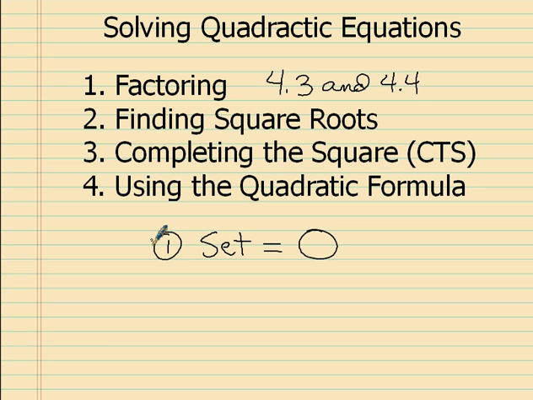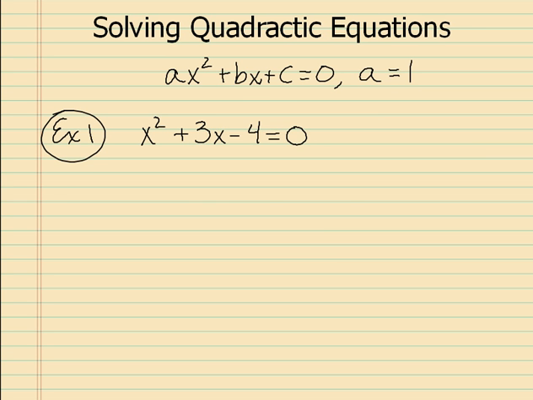Now, let's take a look at example number 1. We're going to solve a quadratic equation, ax squared plus bx plus c equals 0, but our a value is going to be 1. This is going to be pretty straightforward to solve, and most of you at an Algebra 2 level should be able to find this right away. Now, I need two factors of -4 whose sum is 3.